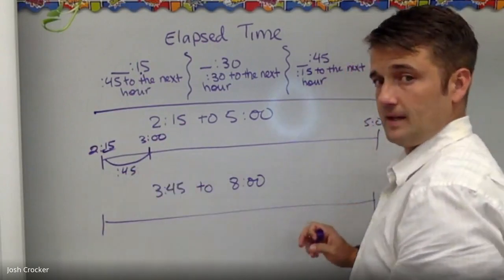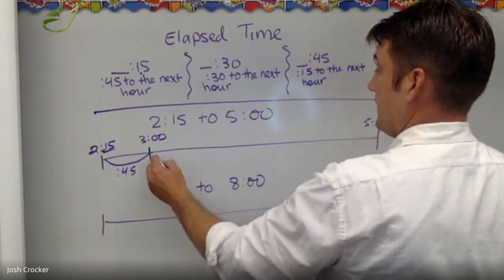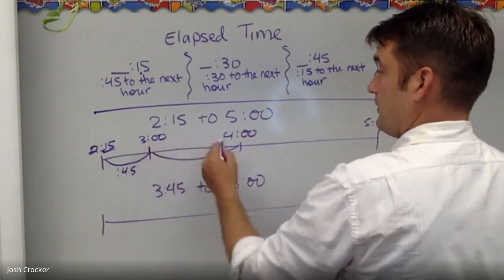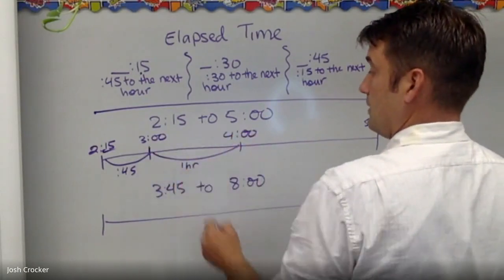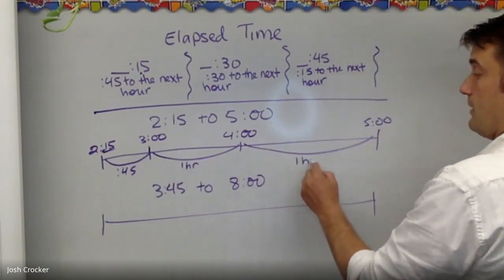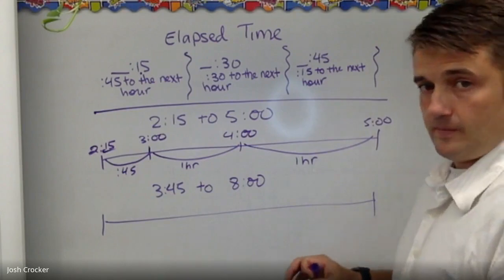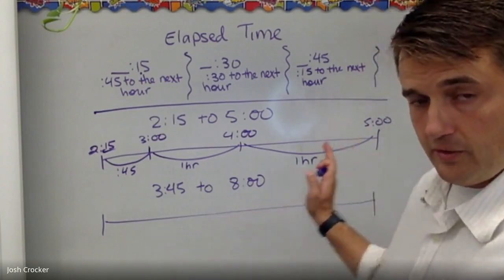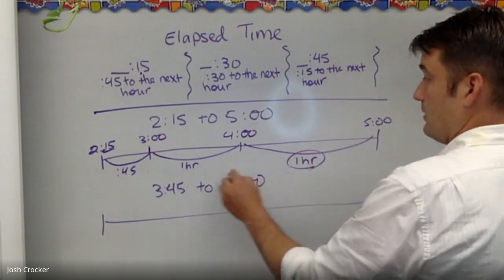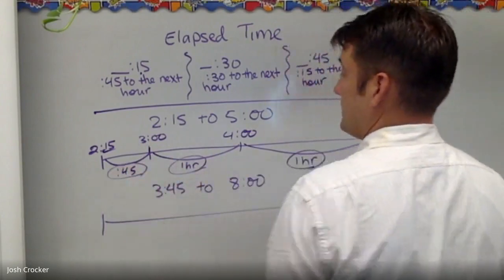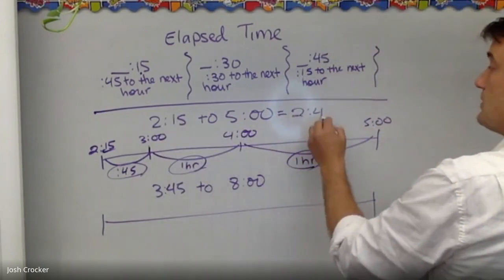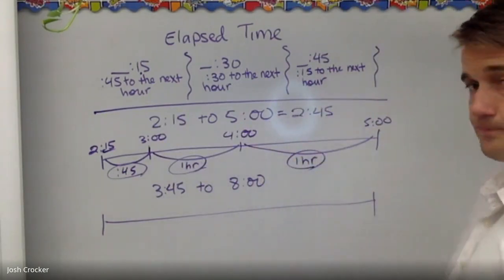Now, from 3, I can jump to 4. From 3 to 4, that's 1 hour. And then from 4 to 5, that's another 1 hour. So in total, when I look at the whole distance I traveled, I've got 1 hour, 2 hours, 45 minutes. So from 2:15 to 5 o'clock is 2 hours, 45 minutes. Okay?